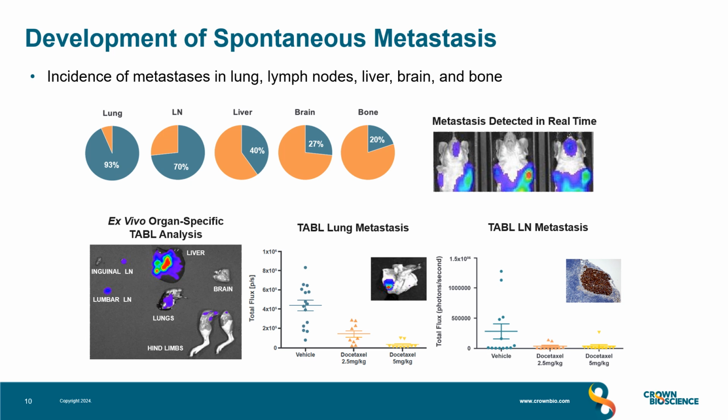So when the mouse is terminated, you collect the organs, you then measure bioluminescence with each individual organ as a measurement of metastatic spread. And with the MDA-MB-231 model, we find metastasis in 93% of lungs, 70% of lymph nodes, 40% of mice have metastasis to the liver, 27% have brain metastasis, and 20% have bone metastasis.